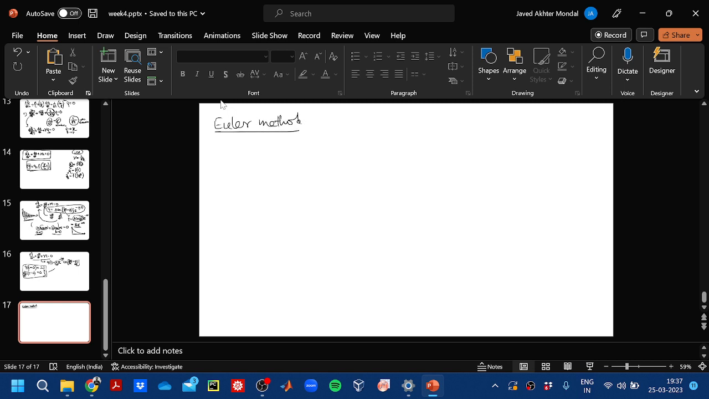So what is the Euler method? Suppose we are given a differential equation, a first order differential equation of this general kind, and we want to integrate this. Basically, if we want to find x as a function of time, that means we have to integrate this function, or we have to evaluate the area under the curve.